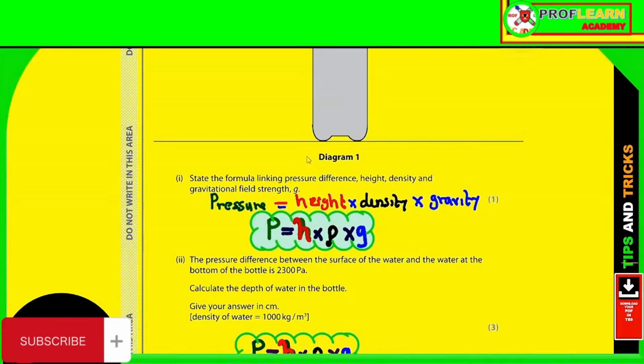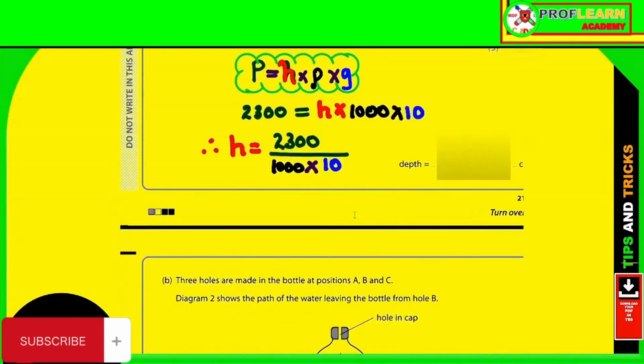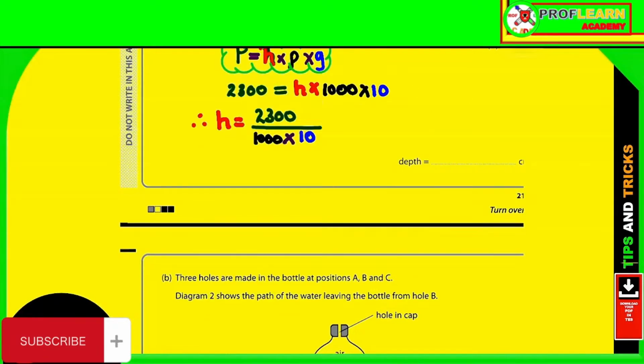Of course, we're going to use this formula: pressure equals h rho g. We are given the pressure, so we shall substitute the values given and then make h the subject, which is going to give us 0.23. If we work this out using our calculator, we get our answer as 0.23 meters. But if you look at the question, we were told to give our answer in centimeters. So if we multiply this by 100, we get our answer as 23 centimeters.